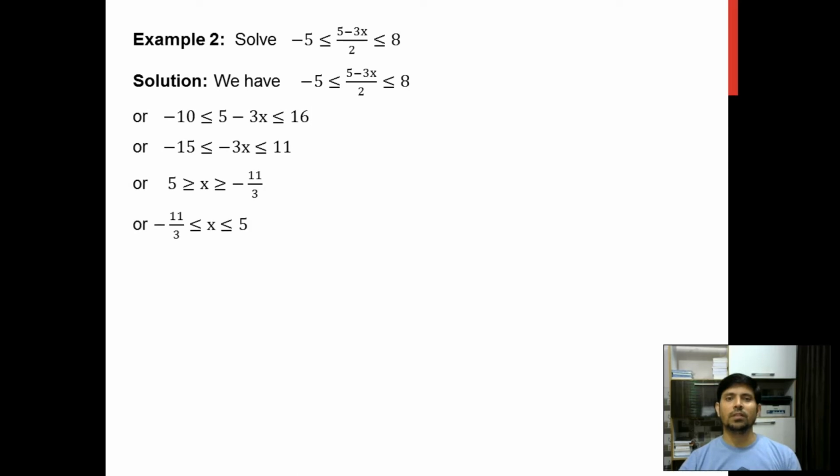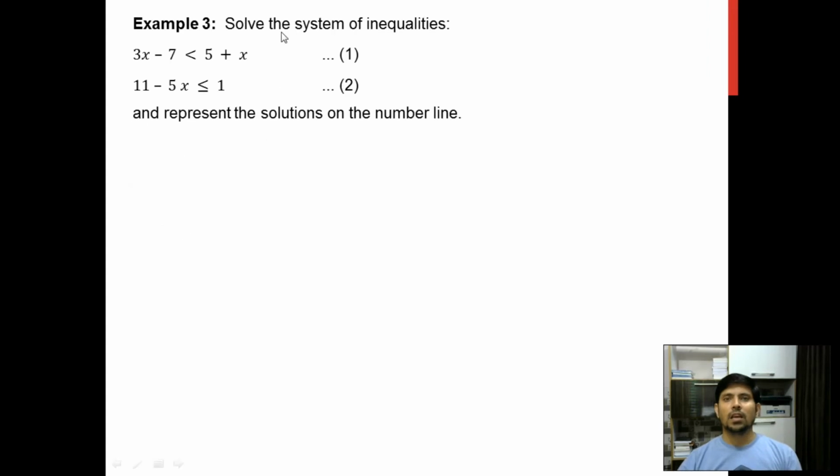Now see the next example, example number 3. Here we have to solve these inequalities and represent the solution on the number line. So in the first and second example we have learned how to solve these two inequalities, and now in this one we will solve them and then see how to represent these two inequalities on the number line. It means we have to write the combined answer of these inequalities. So first of all we will solve the first one and then the second one, and whatever values of x come, we will find the solution on the number line.